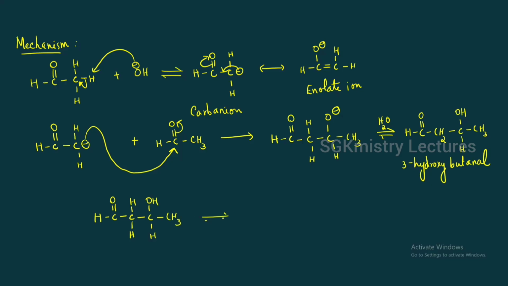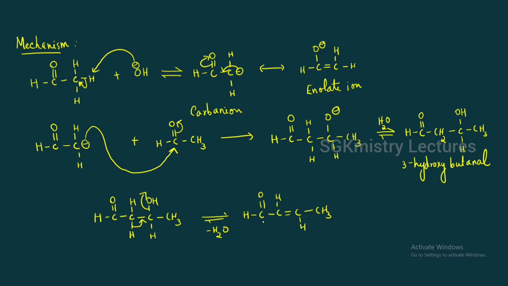So there can be removal of water molecule. So what happens? This shifts here and this is removed off. So we get H, C double bond O. Here we have CH double bond CH and CH3. So here we have again the aldehyde group and we also have a double bond that is present here.